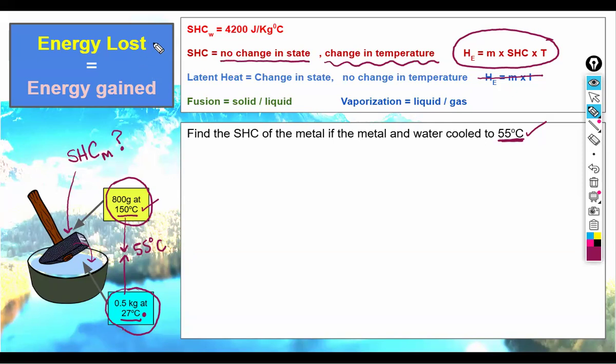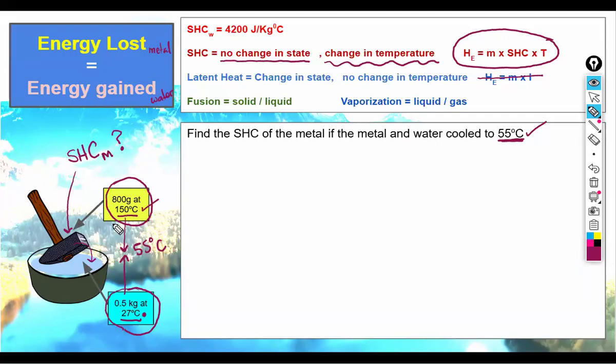Keep in mind, the energy lost is equal to the energy gained. So in other words, remember we said, and we agreed on, the metal is losing energy. So the energy lost by the metal is equal to the energy gained by the water. You can create an equation out of this now.